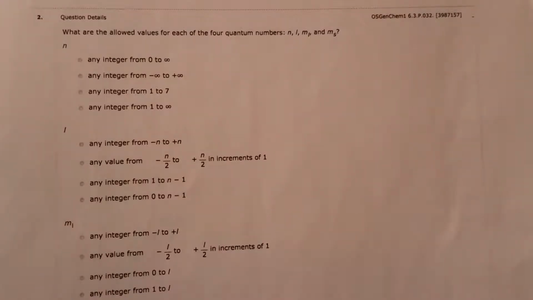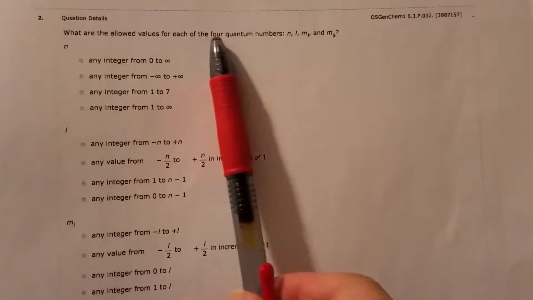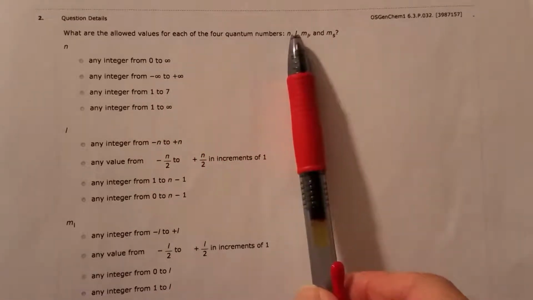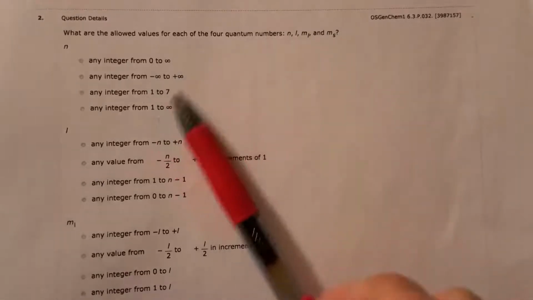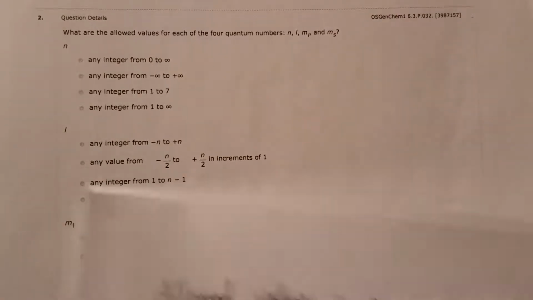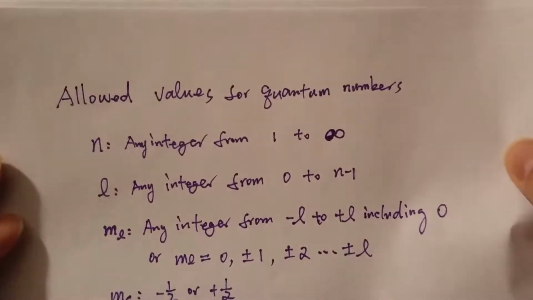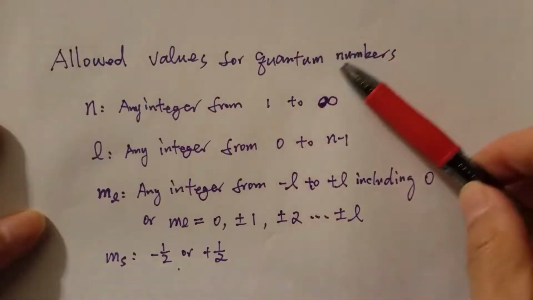This is Chapter 6, Quantum Mechanical Model of an Atom. Homework question number 2. What are the allowed values for each of the four quantum numbers, n, l, ml, and ms? Okay, so before we can work on those, it's a good idea to review what we learned in the class for the allowed values for quantum numbers.